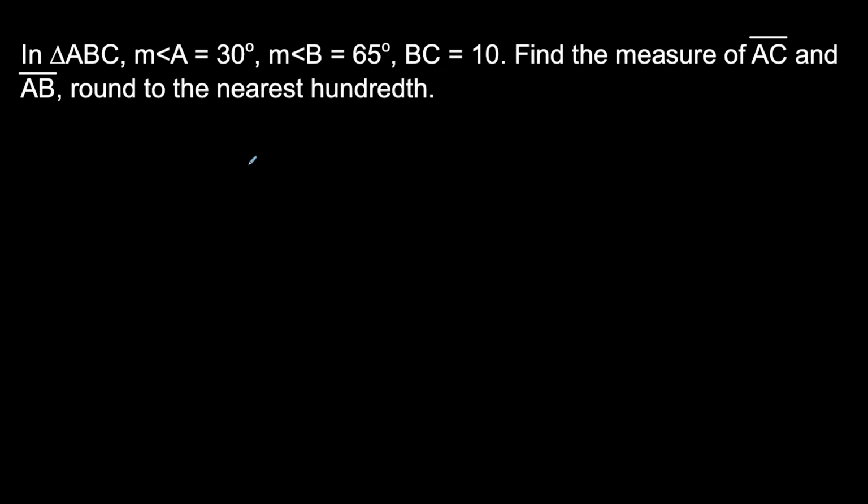First up, we have triangle ABC, and we're given two angles and a side, and we want to find the measure of side AC and side AB, and we're going to round to the nearest hundredth. For questions like this, I highly recommend that you draw out a triangle if they don't give you one.